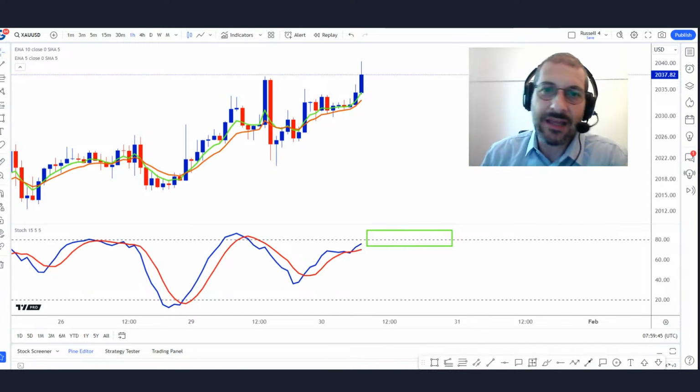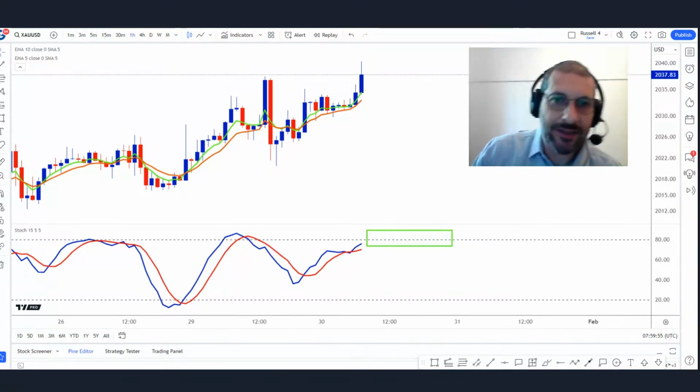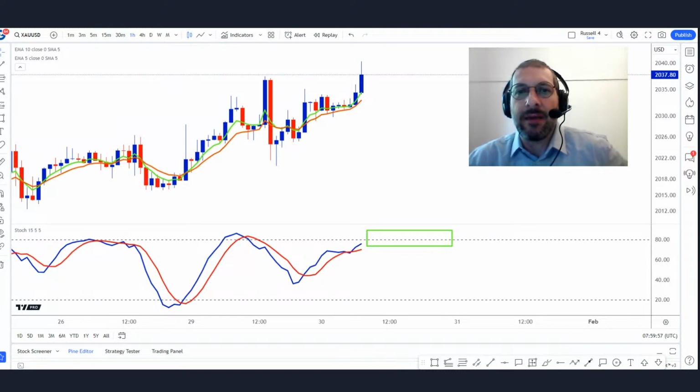So I think that there is some good potential momentum that's building here. To really prove me right, we have to get into that upper quintile and push higher.